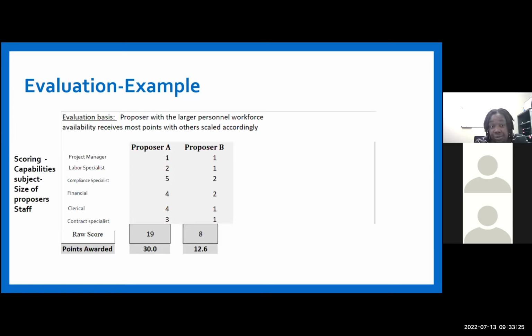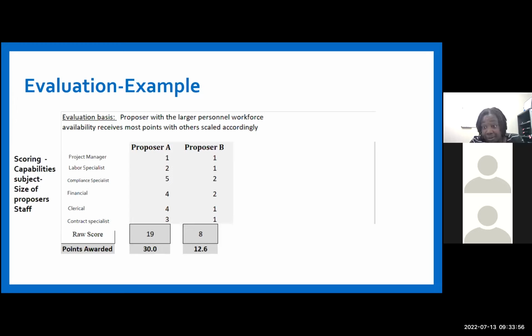Proposal A has 2 labor specialists, as proposal B only has 1. Proposal A has 5 compliance area specialists. Proposal B only has 2. Proposal A has 4 financial specialists. Proposal B only has 2. Proposal A has 4 clerical. Proposal B only has 1. And then contract specialist. Proposal A has 3 and proposal B only has 1. So we compose all those scores, and proposal A has 19, proposal B has 8.